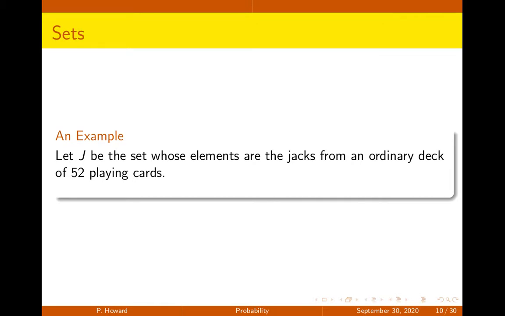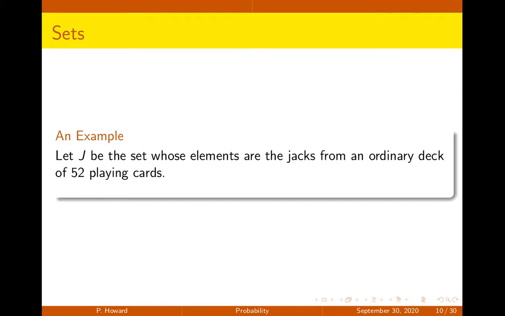Okay, so let's try one more example of counting the number of elements in a set. I'm going to use capital J to be the set whose elements are the jacks from an ordinary deck of playing cards, an ordinary 52-card deck. So I would like to know what is n of capital J. What is the number of elements in capital J?